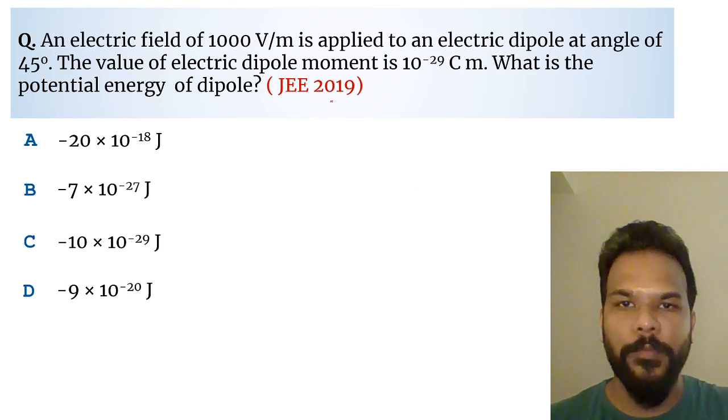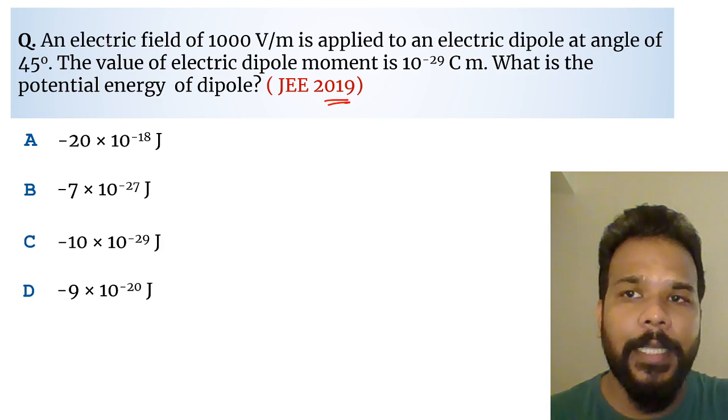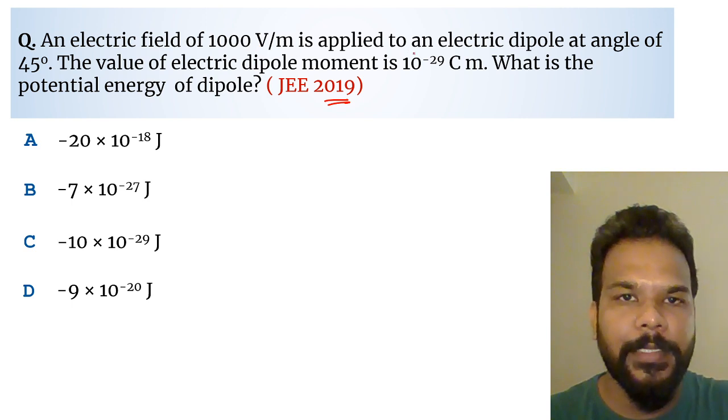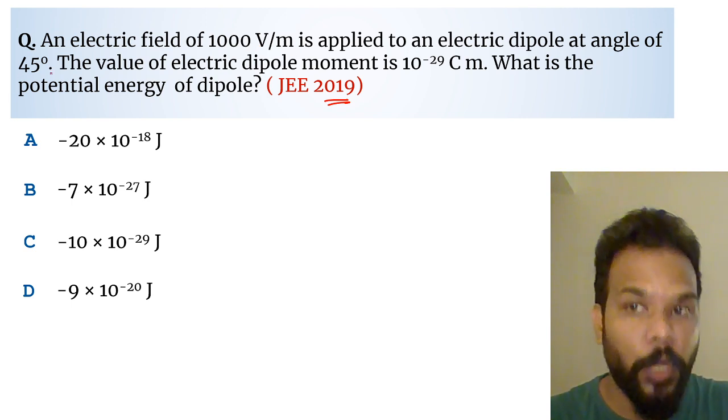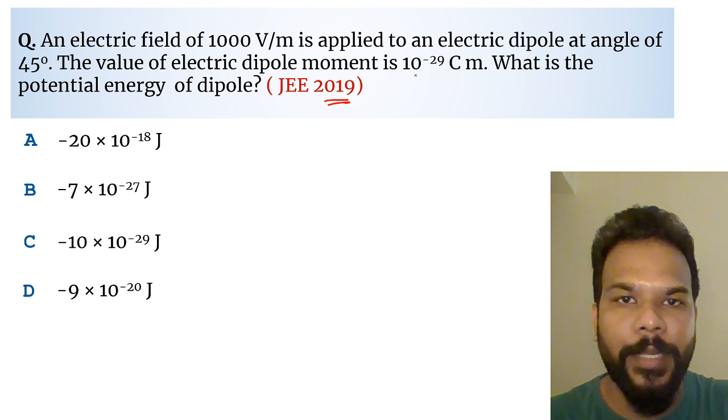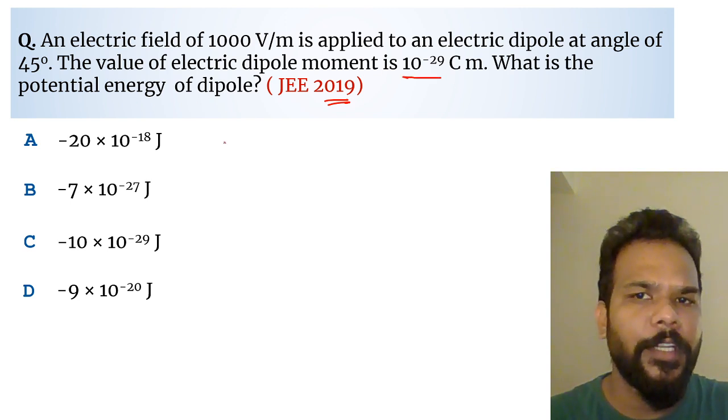Now this one is also from JEE 2019. This says that an electric field of 1000 volt per meter is applied to an electric dipole at an angle of 45 degrees, and the value of the electric dipole moment is given to us. So what is the potential energy of the dipole?